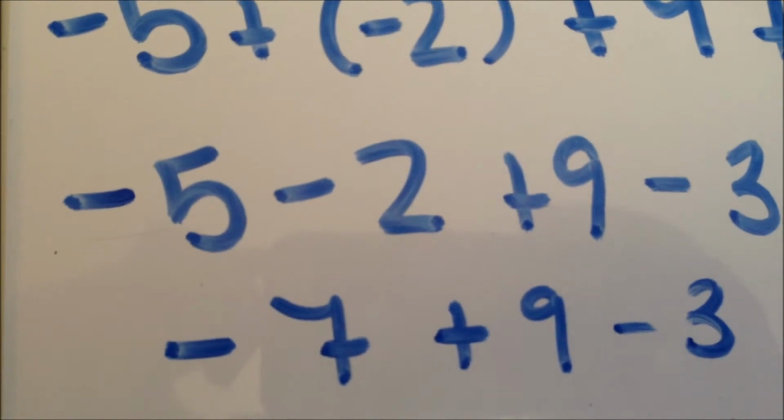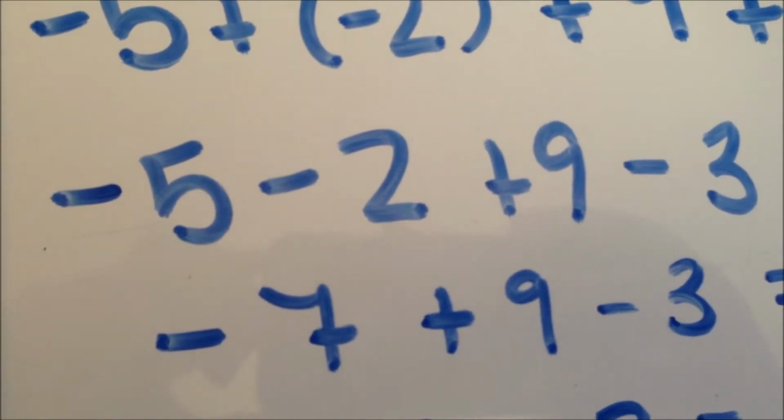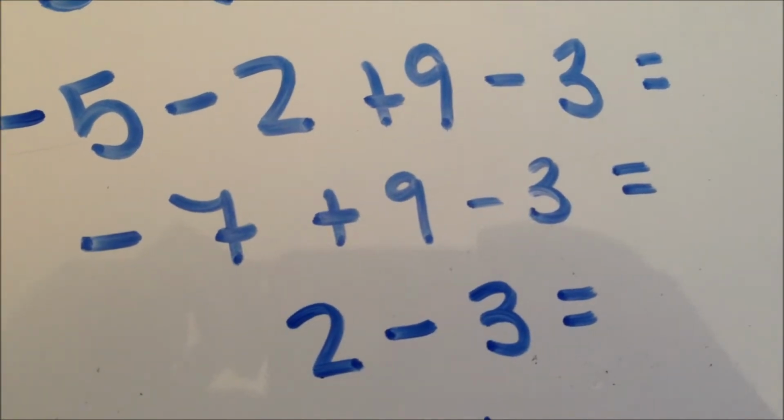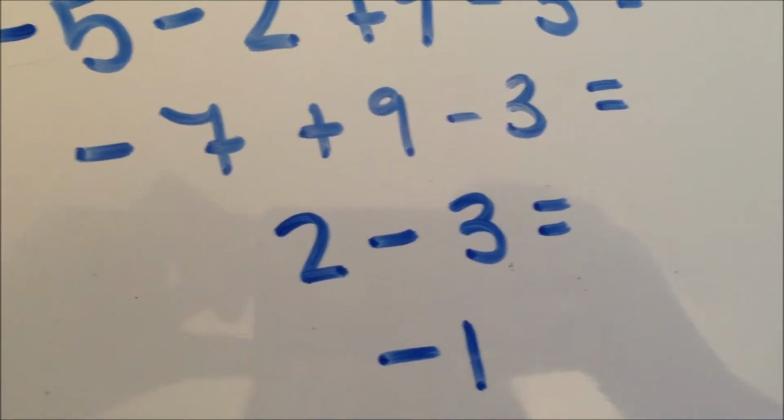Let's work with -7 plus 9, different signs difference. We end up with 2, and it's +2 because of the 9. So we have 2 minus 3, different signs difference, so we subtract. 3 minus 2 gives us 1, but our answer is negative because of the 3.